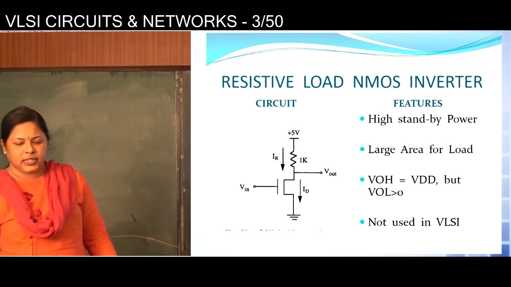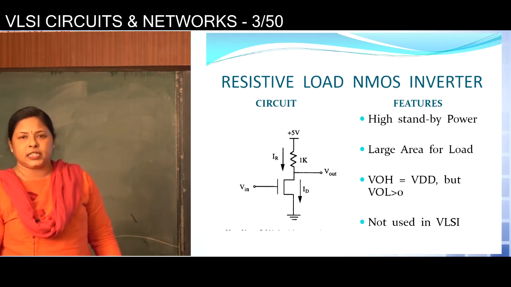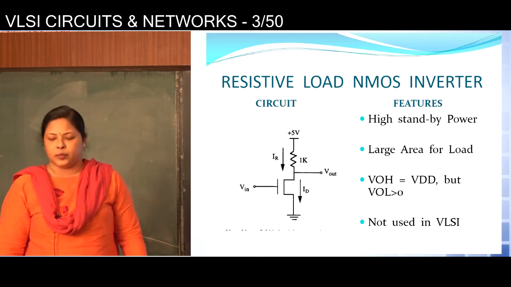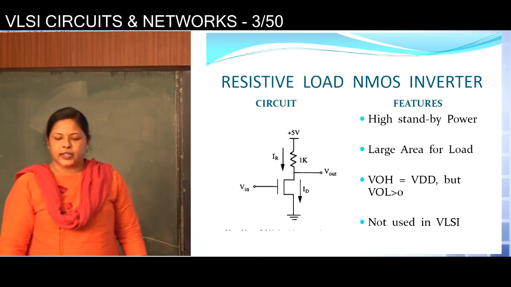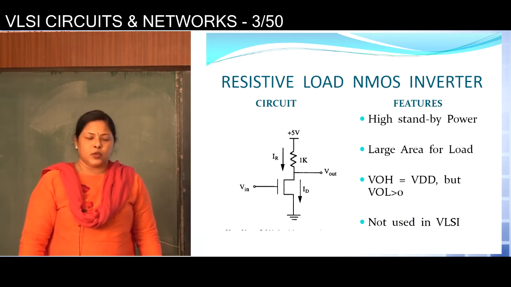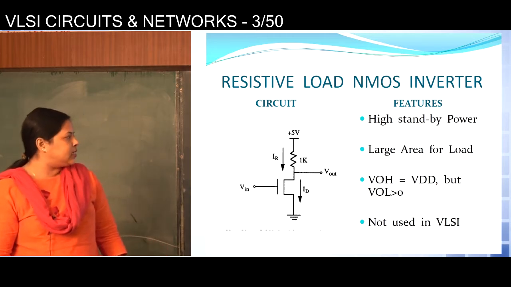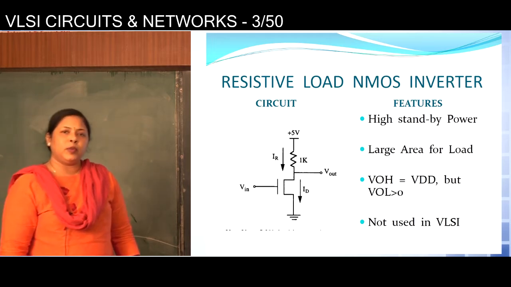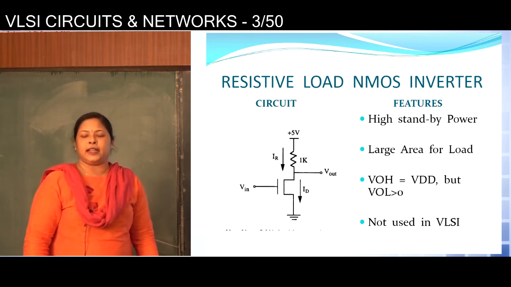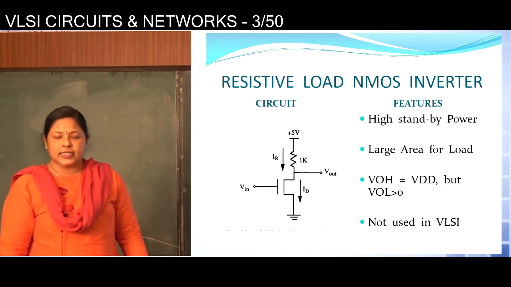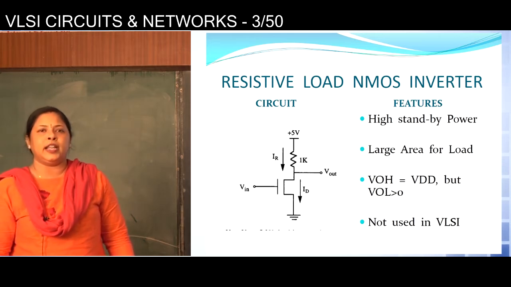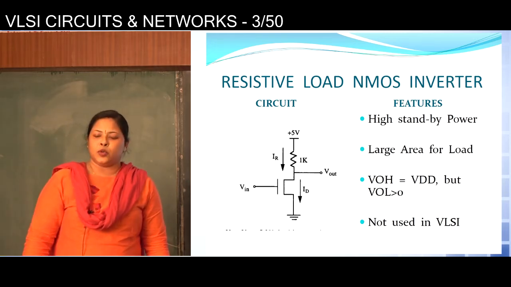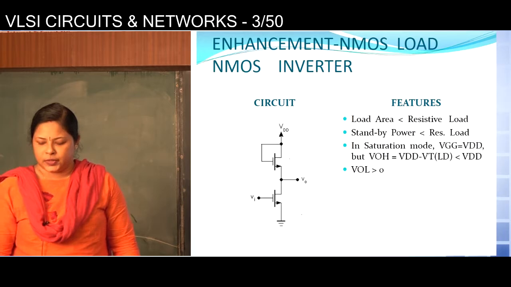And second disadvantage is we cannot fabricate resistance on silicon substrate, because it will take more space than fabricating a MOSFET. And the third disadvantage is the output, which will be treated as high for this case, that is VDD, but the output which will be treated as low will be more than 0, that will not be exact 0. And this resistive load inverter is not used in VLSI technology, because the main drawback is we have to fabricate resistance which will take more and more space.